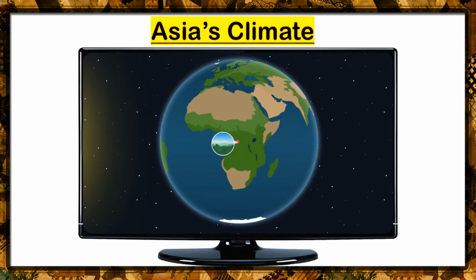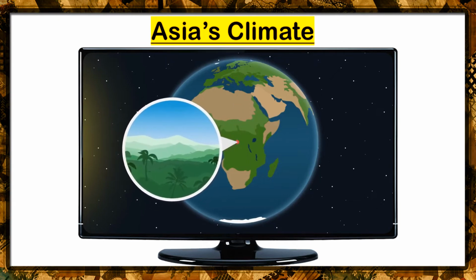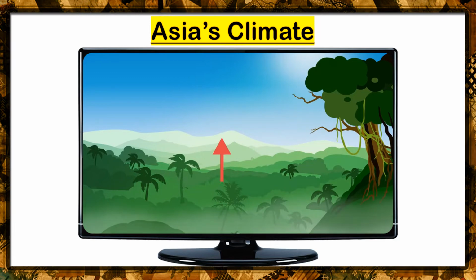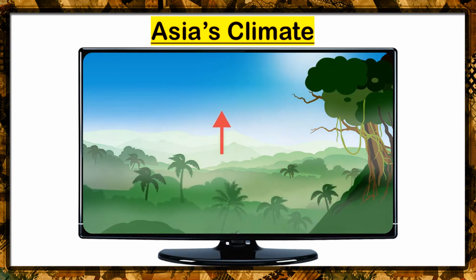We start in the Congo, in Central Africa. Here we are close to the equator. The sun shines intensely. It gets very hot. When the air gets warm, it becomes lighter and moves higher up in the atmosphere. The water vapor in the air goes with it.